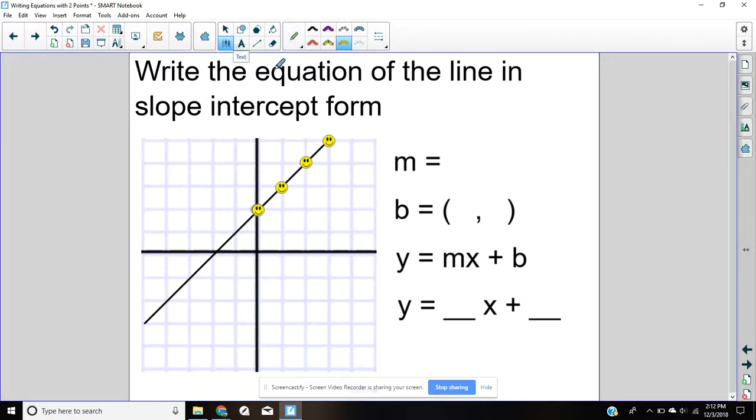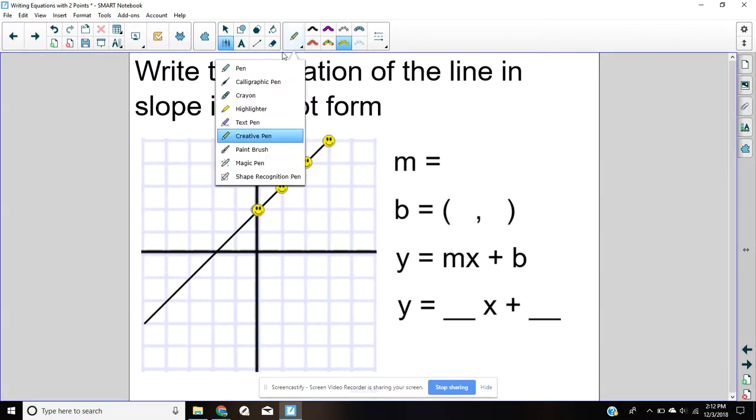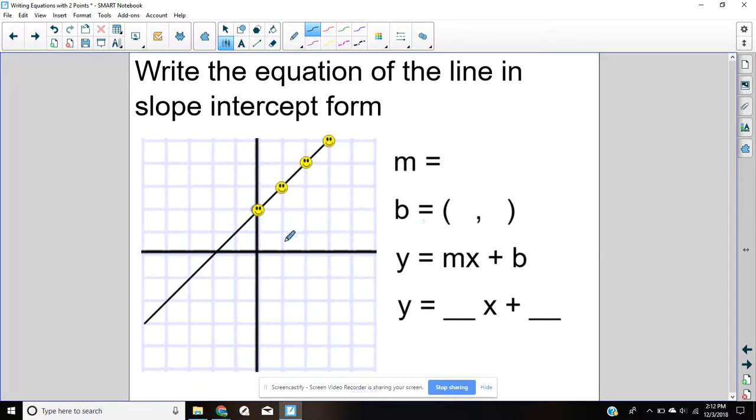My next goal, if I'm looking at this, is to try to find the slope. So I'm going to find and count from one point to another. In this case, I go positive 1 up and positive 1 right. So my slope is 1 over 1. That slope is going to go directly in to where my equation would say m, and in this case, it's going to say 1. Y equals 1x.